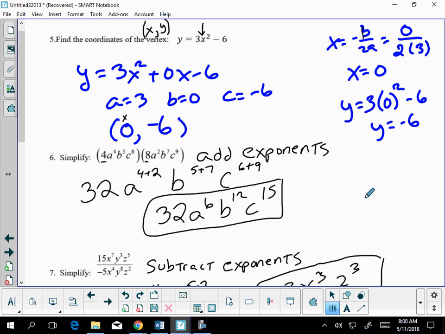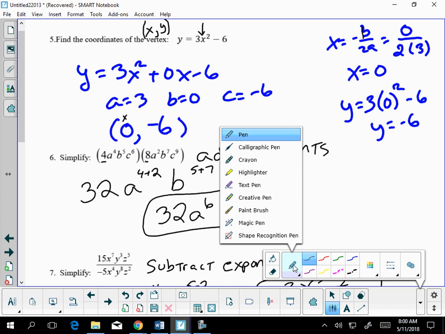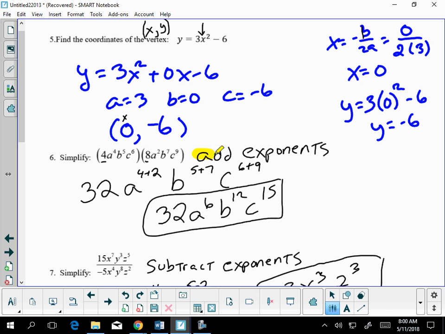On number 6, that's multiplying, finding the product. The key on this one is you want to add your exponents. Okay? Make sure that you add your exponents. 4 and 8, those aren't exponents, those are coefficients. We're going to multiply those. With the a, my 4 and 2, add them together. 5, 7, add them together. 6, 9, add them together.